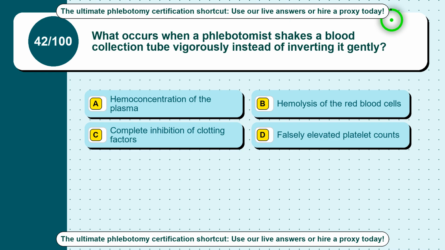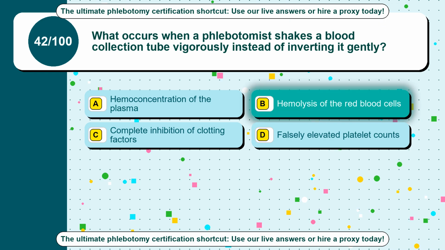Question 42. What occurs when a phlebotomist shakes a blood collection tube vigorously instead of inverting it gently? Option A, hemoconcentration of the plasma. Option B, hemolysis of the red blood cells. Option C, complete inhibition of clotting factors. Option D, falsely elevated platelet counts.